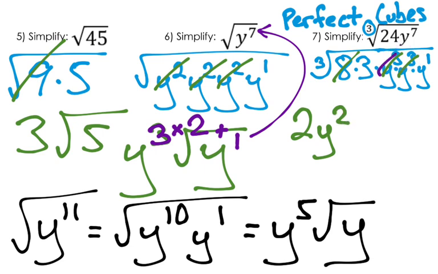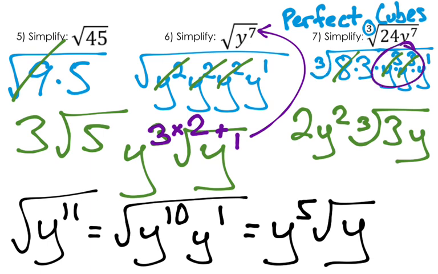There were 2 groupings of y cubed that we crossed off. So y squared, 2 y's, came out of the radical sign to be in the front of the final answer. Everything else stays under the cube root sign. So the 3 and the y to the first power stay under the cube root sign. But very important to note that because we crossed off 2 groupings of y cubed, we have a y squared in the front of the problem.